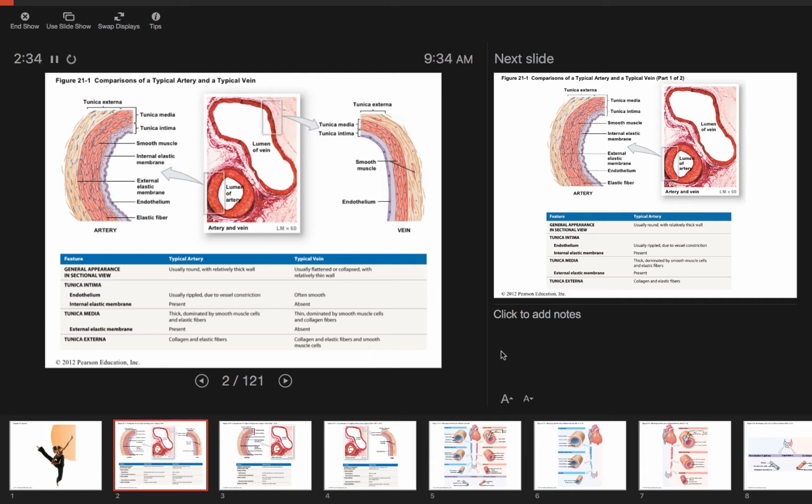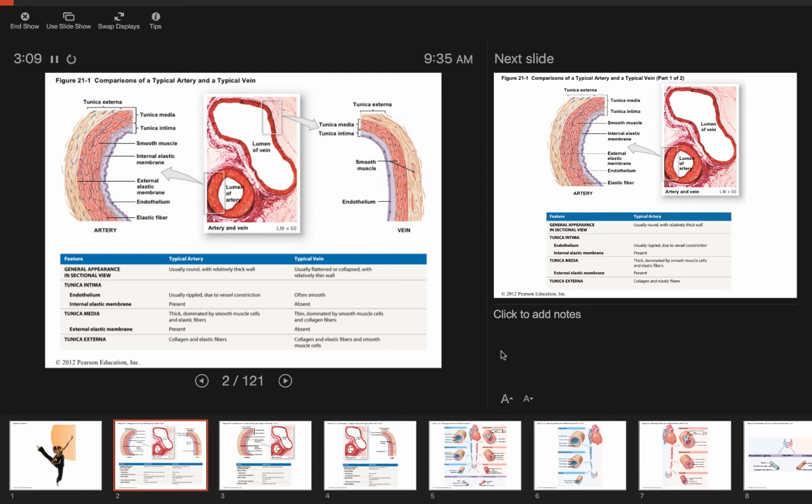The middle layer of both the arteries and the veins, those are smooth muscles. And that is called the tunica media. So M for media, M for muscle. Tunica media. And then the inner layer of both the artery and the vein is called the tunica interna, or intima, tunica intima. So we have the tunica externa, the tunica media, and the tunica intima. So the arteries and veins have the same 3 layers.